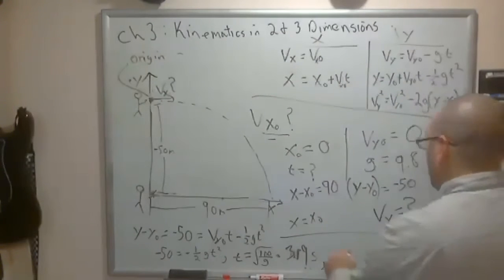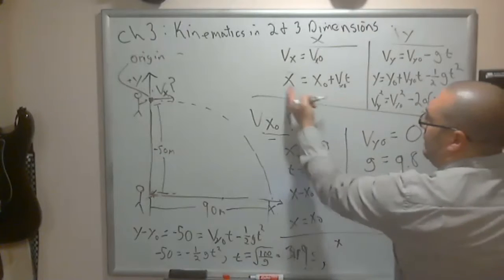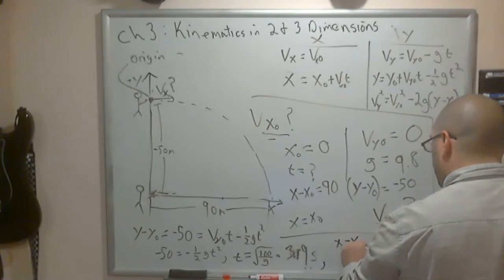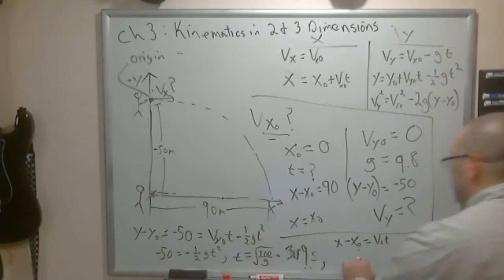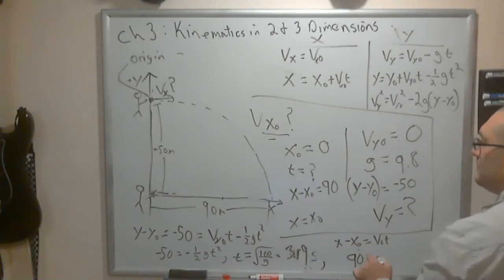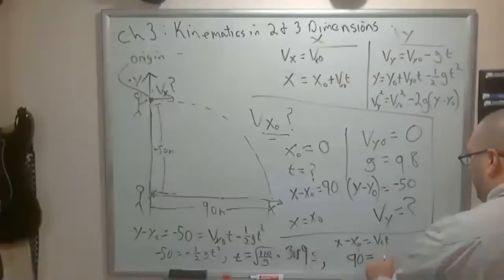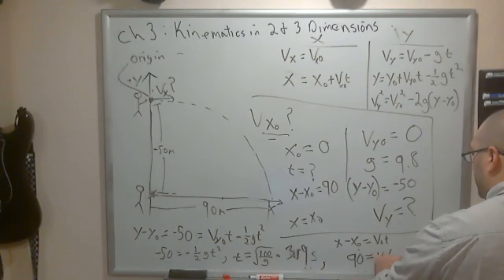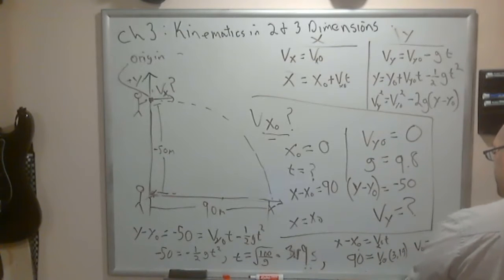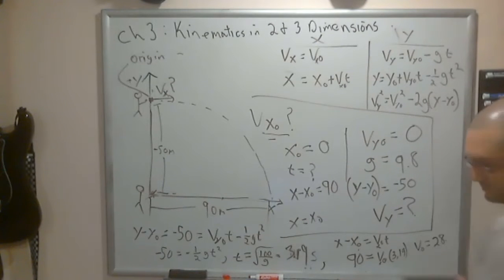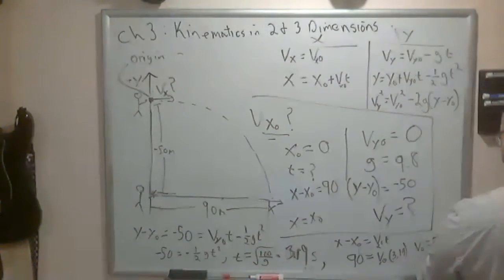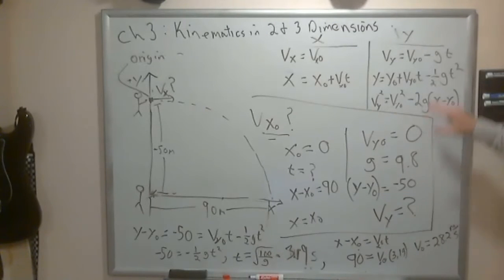So now I'm bringing the x naught over to the other side. I rewrite this equation like this. This is 90 meters, which is given to us. And then we have our t. We plug it in, and then we solve for v naught x. And we get around 30. The exact number is 28.2 meters per second.